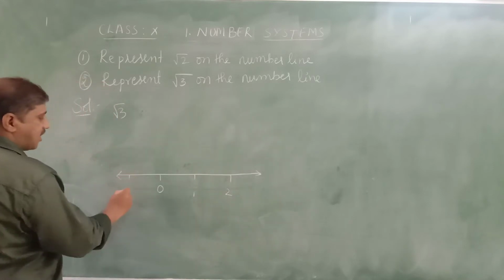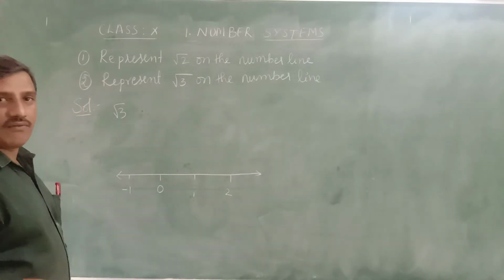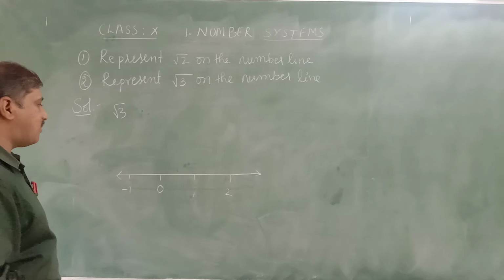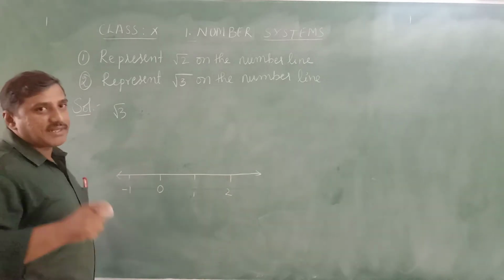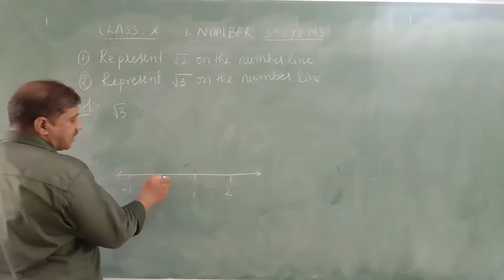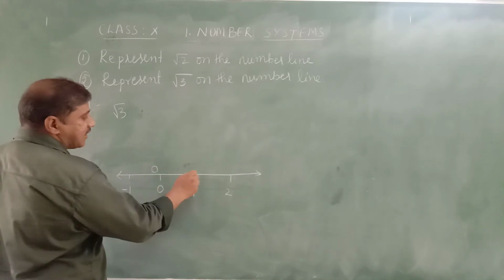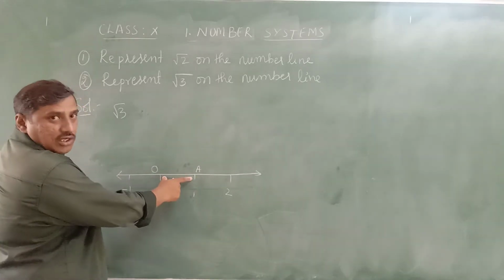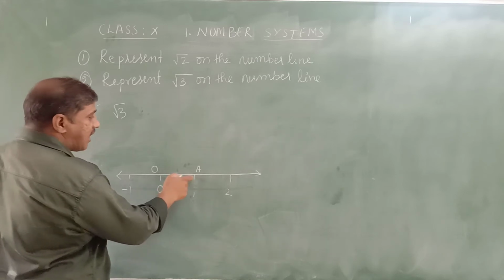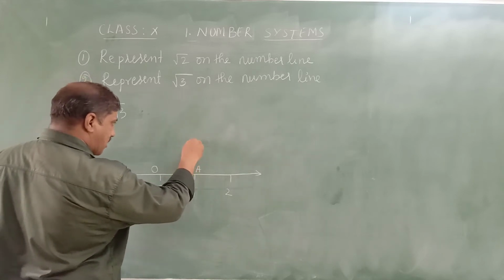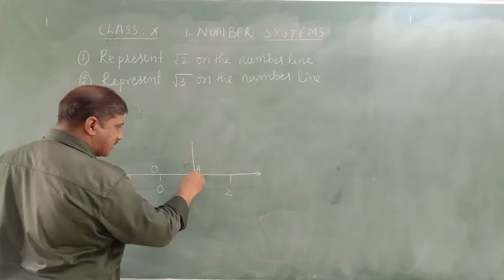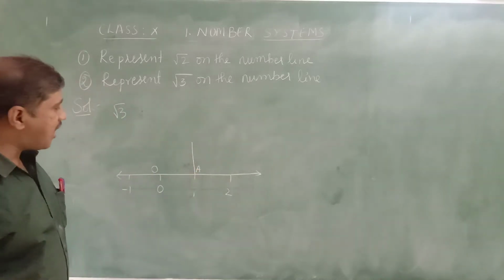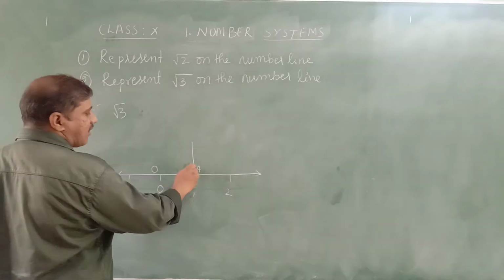And here it is -1. On the left hand side of 0 we have negative values. Now how do we represent root 2? First you take this point as O and this point as A. Then take this 1 unit as the length, and at point A draw a perpendicular using a protractor, of 1 unit length.